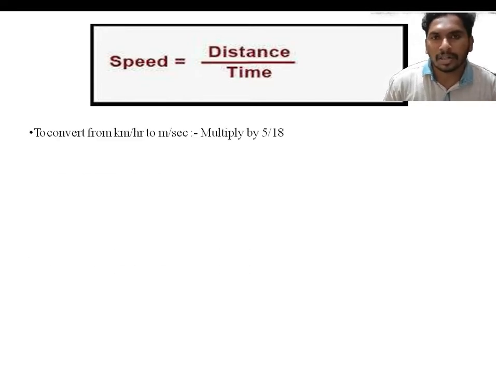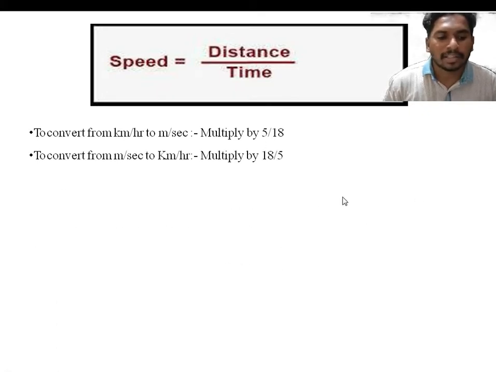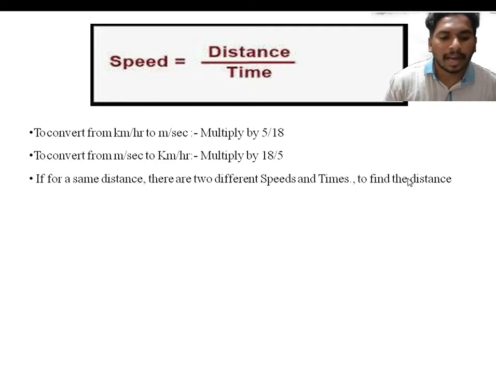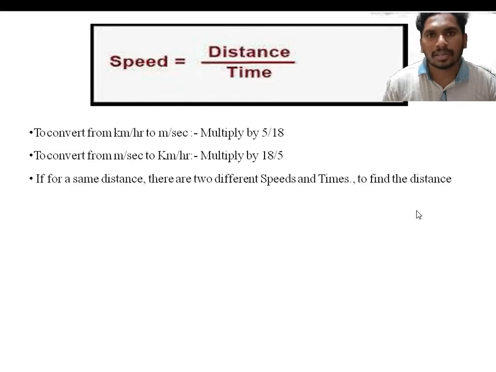In order to convert a velocity in kilometers per hour into meters per second, we have to multiply it by 5/18. And to convert from meters per second to kilometers per hour, we have to multiply it by 18/5. Now let us move on to the basic formulas that we have discussed while solving various problems.